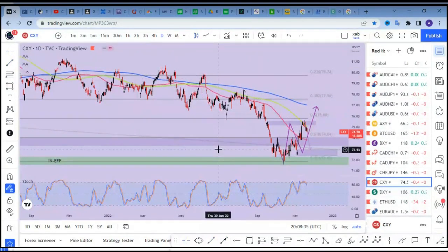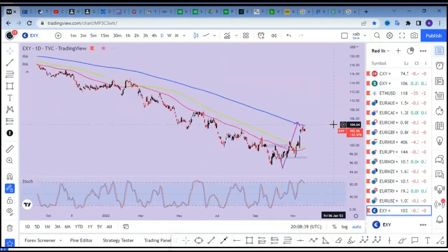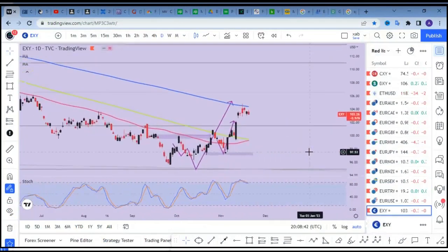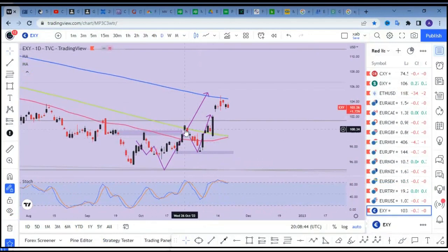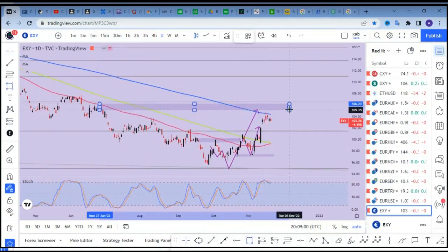Then the next one we're going to look at is the EXY, which is the Euro index. And as you can see, the Euro index has also played out perfectly well. From our early October analysis, I talked about the Euro index coming this way, and after getting into this other block, springing all the way up. You can see that that has played out perfectly well. I'm sure that everybody can see that.